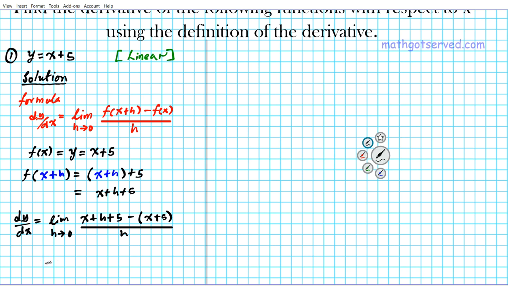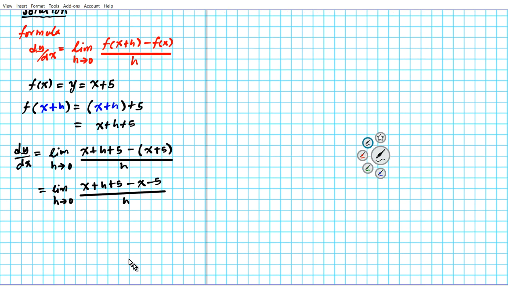Alrighty, so let's simplify this. This is going to give us the limit as h approaches 0 of x plus h plus 5. Distribute the negative across these two terms in this parenthesis, minus x minus 5. That will be divided by h. So let's simplify this as much as we can. Okay, so what goes on here? Positive x and negative x combine to 0. Positive 5 and negative 5 combine to 0. So we're just left with h.